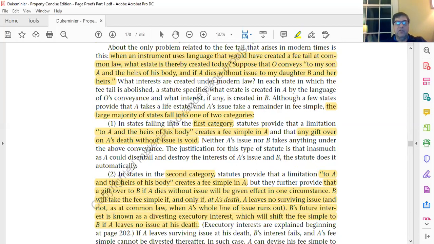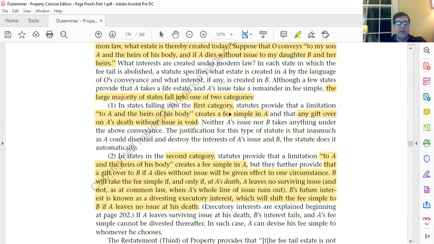They tell us that there are a few states that say that A takes a life estate and A's issue take a remainder of fee simple, but that the large majority of states fall into one of two categories. In the first category, the language to A and the heirs of his body creates a fee simple in A, and any gift over on A's death without issue is void. And so in this hypothetical, A has a fee simple, and this language, if A dies without issue, to my daughter B and her heirs, is simply ignored. B gets nothing, A instead gets the fee simple absolute.